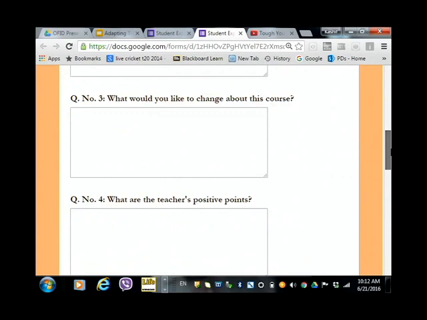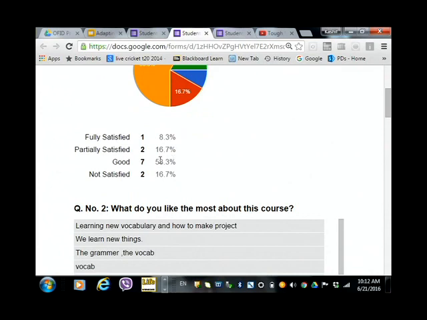And then we discussed the results. I mean, I could see the results and I showed them the summary of responses. This was before the midterm. So one person said fully satisfied, 7 people said good and 2 said not satisfied. So I asked these people, why do you think it's good?